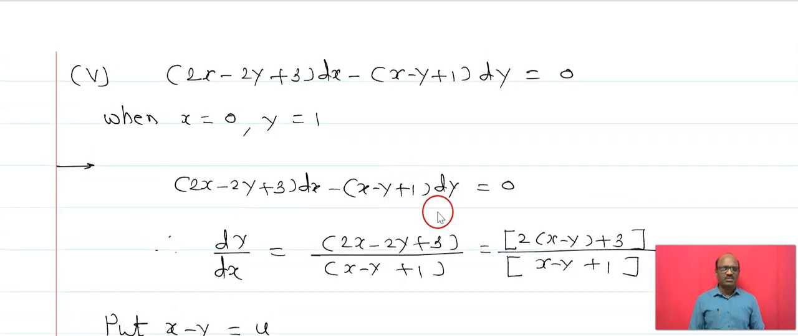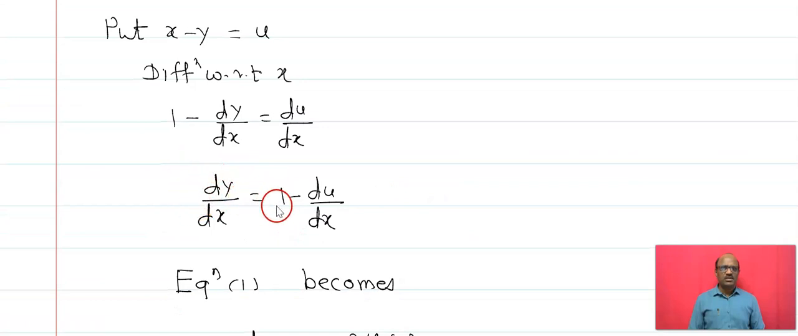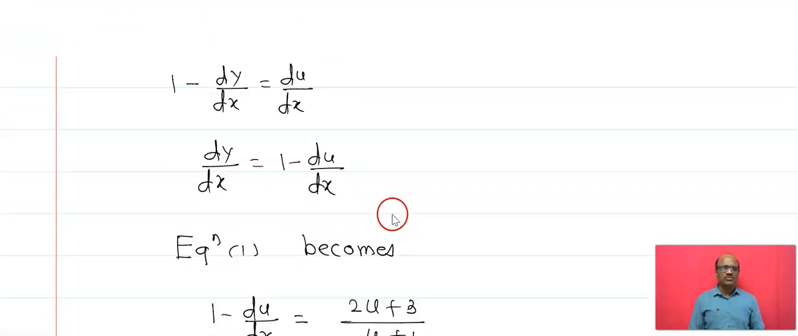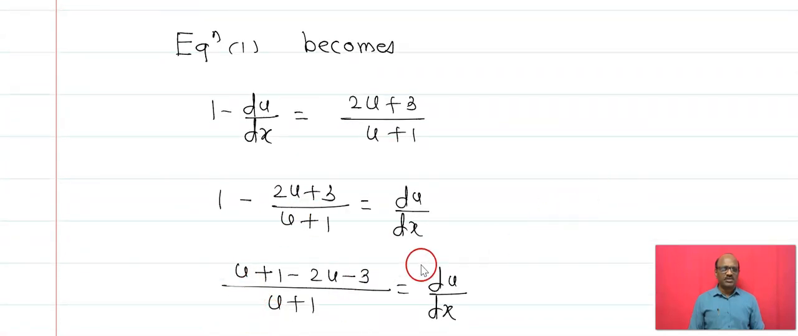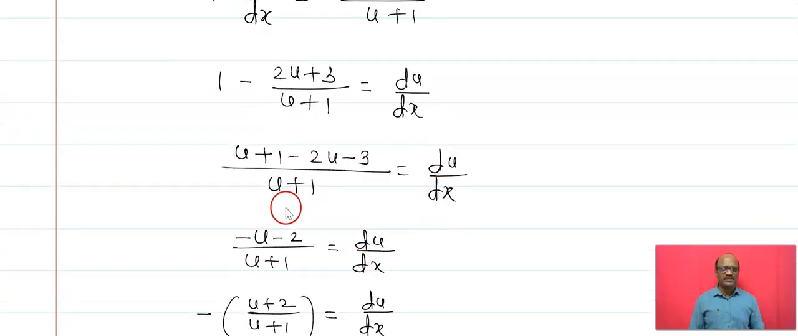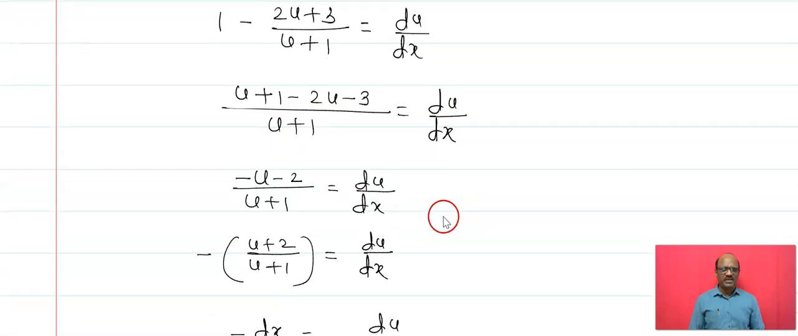And therefore our equation number 1 becomes 1 - du/dx = (2u + 3)/(u + 1), and separating this, 1 - (2u + 3)/(u + 1) = du/dx. After simplifying, you will get (u + 1 - 2u - 3)/(u + 1) = du/dx, and that is (-u - 2)/(u + 1). Take minus as common, then -(u + 2)/(u + 1) = du/dx.